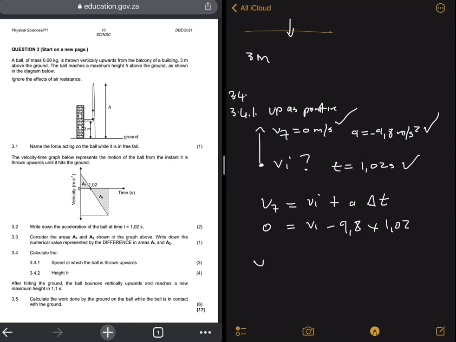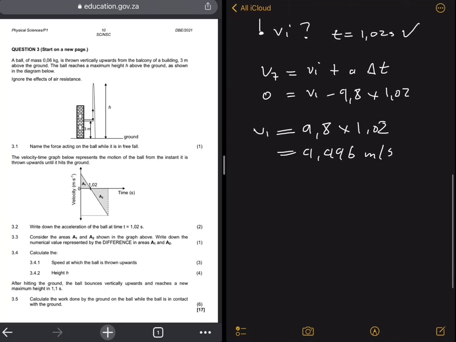A is minus 9.8 multiplied by 1.02. So VI equals 9.8 multiplied by 1.02, which equals, let me put that in the calculator real quick, 9.996 meters per second. Yeah, so there we have it. We have our VI. Let's move ahead. It says 3.4.2, calculate the height H, right?